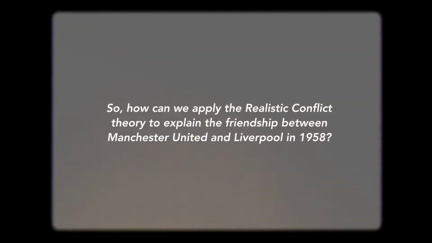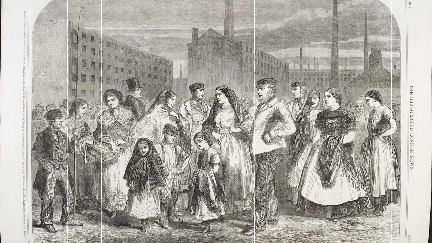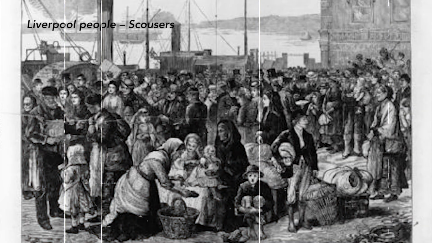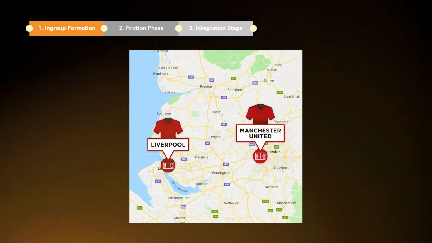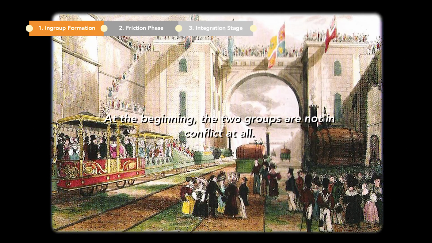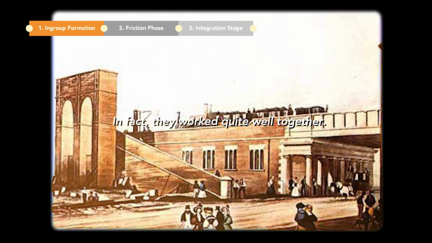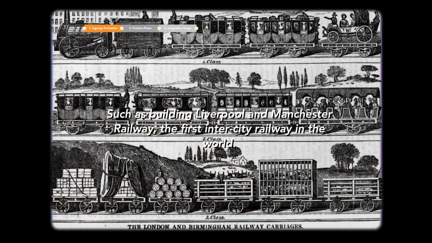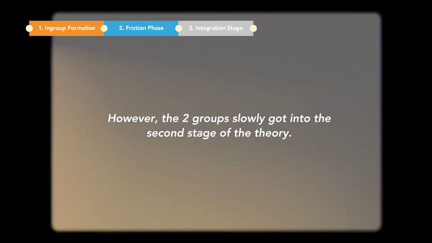So, how can we apply the realistic conflict theory to explain the friendship between Manchester United and Liverpool in 1958? First of all, people from Manchester, called Mancunians, and people from Liverpool, called Scousers, formed two different in-groups based on their geographical location. At the beginning, the two groups are not in conflict at all. In fact, they worked quite well together, such as building the Liverpool and Manchester Railway, the first intercity railway in the world. However, the two groups slowly got into the second stage of the theory.